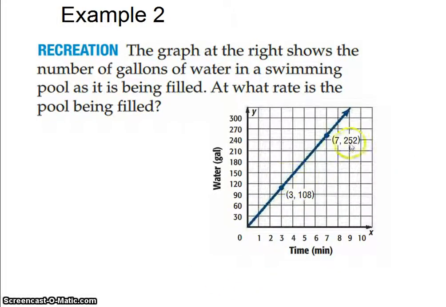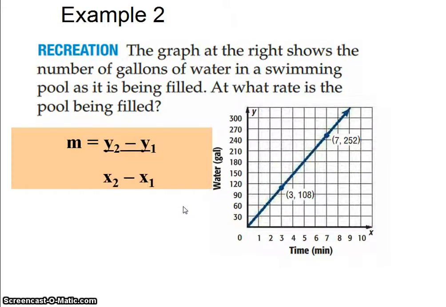We've got these 2 points that they've already established for us, and we're going to do the rate of change from here, at this (3, 108) and (7, 252). So we're going to do change in y over change in x. Here's our slope formula. And we'll do 252 minus 108. Very often people are more comfortable doing this larger number minus the smaller number. And then 7 minus 3.